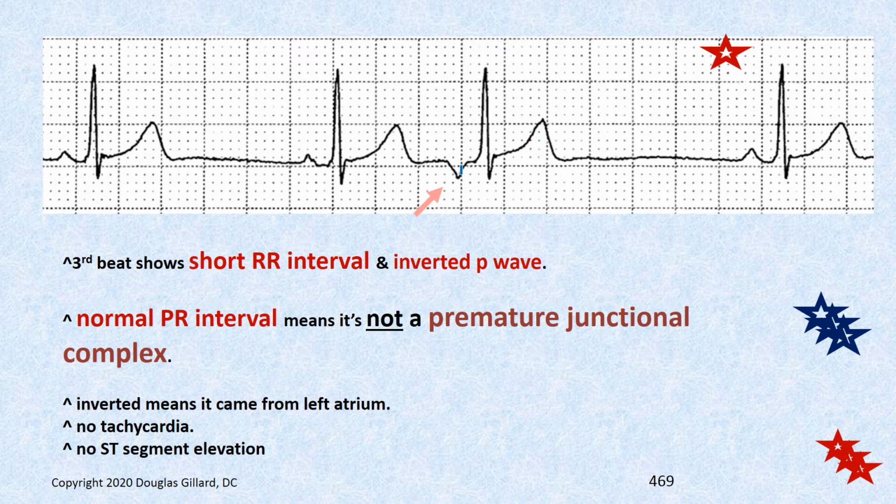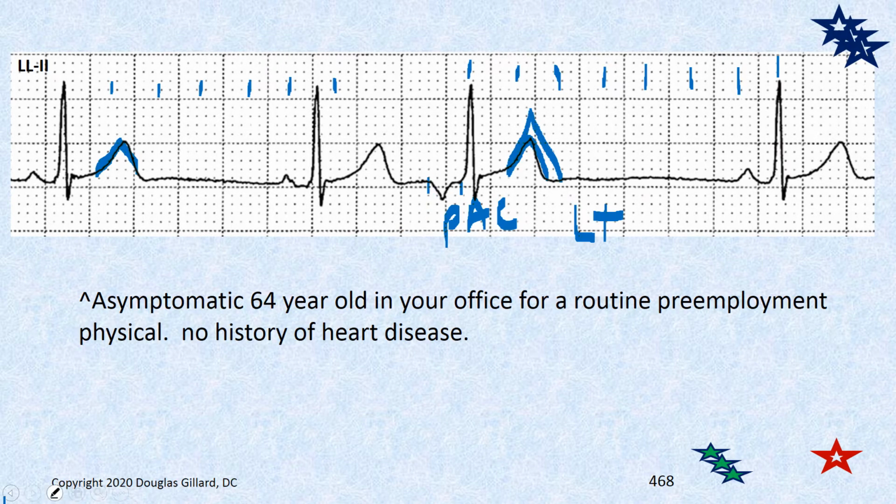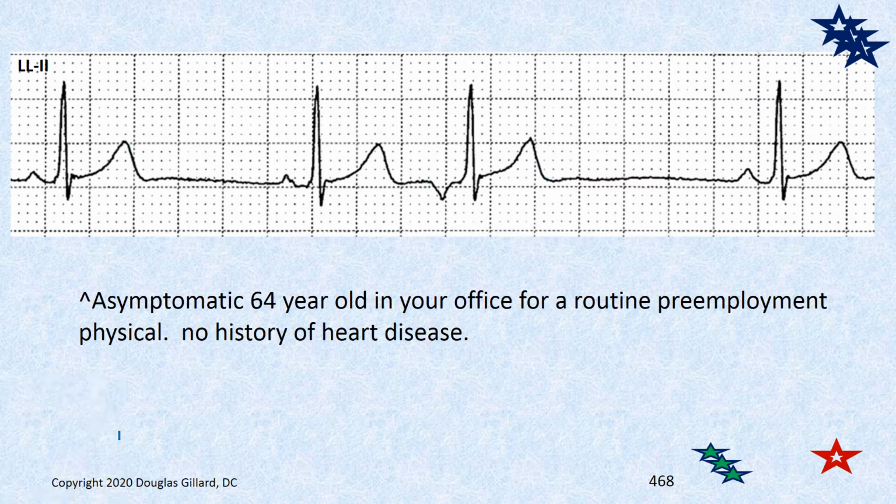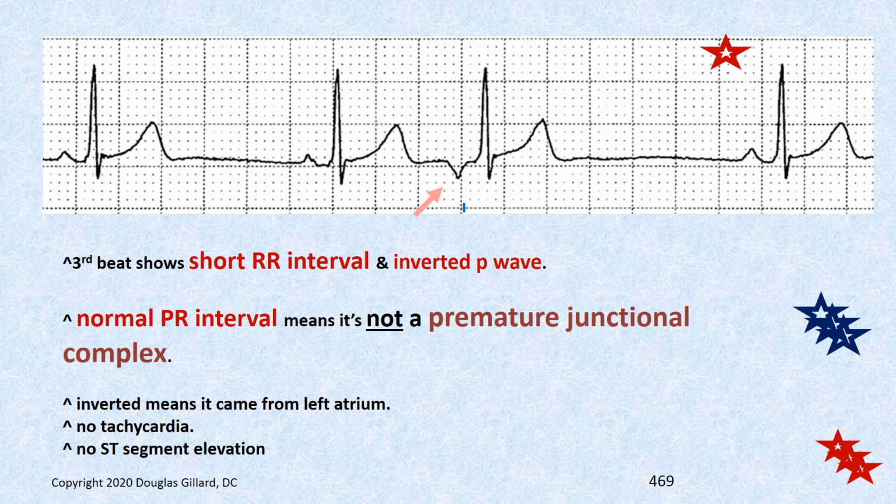And then how do you know that's not a premature junctional complex? Because we looked at premature junctional complexes being always inverted. How do we know that is not a premature junctional complex? Because those are always upright. Is that true? Yeah, how do we know? Because of the PR segment. If it was a PJC, there would be no segment because these are occurring within the AV node itself. So the bypass slowdown portion is non-existent. So we know it's not a PJC because of that PR segment. Are we good?